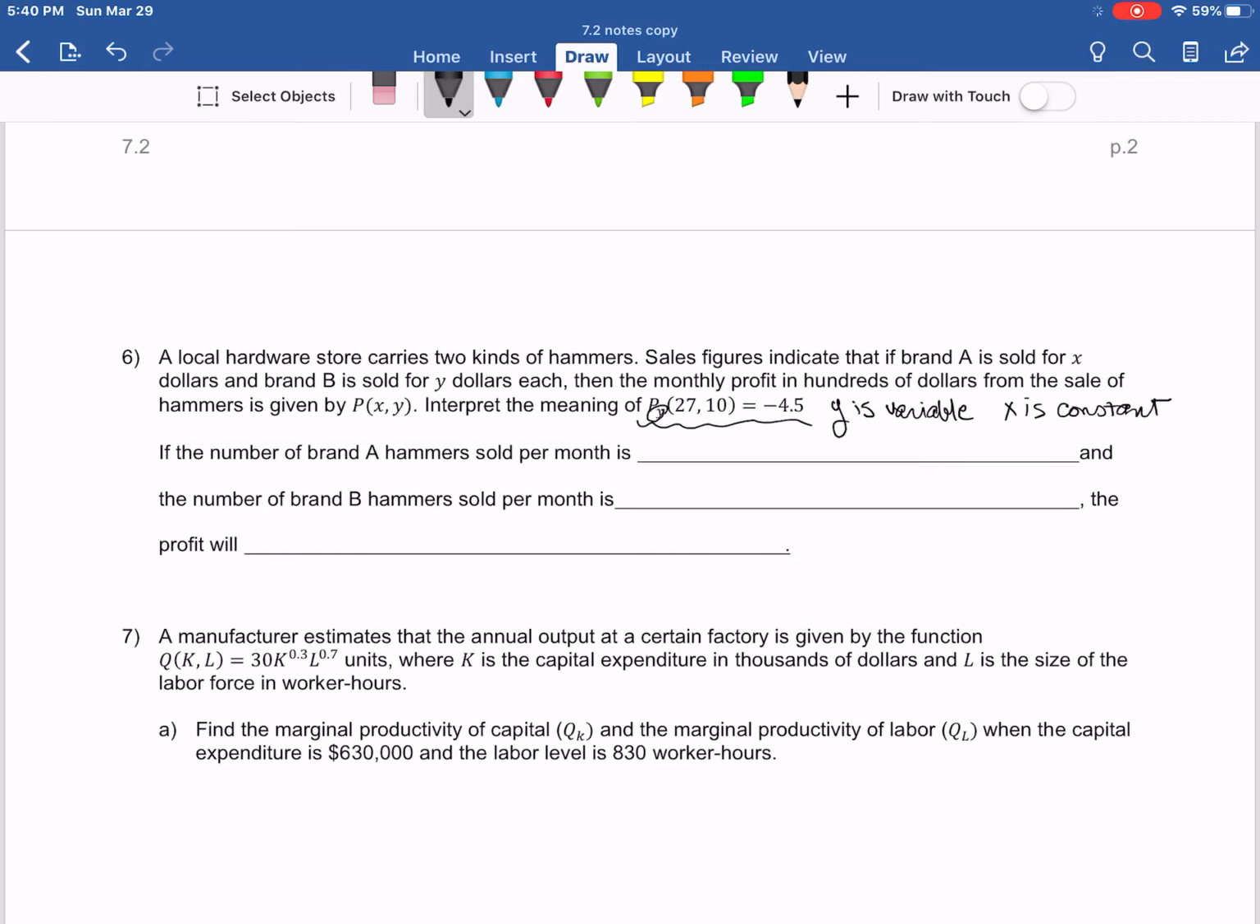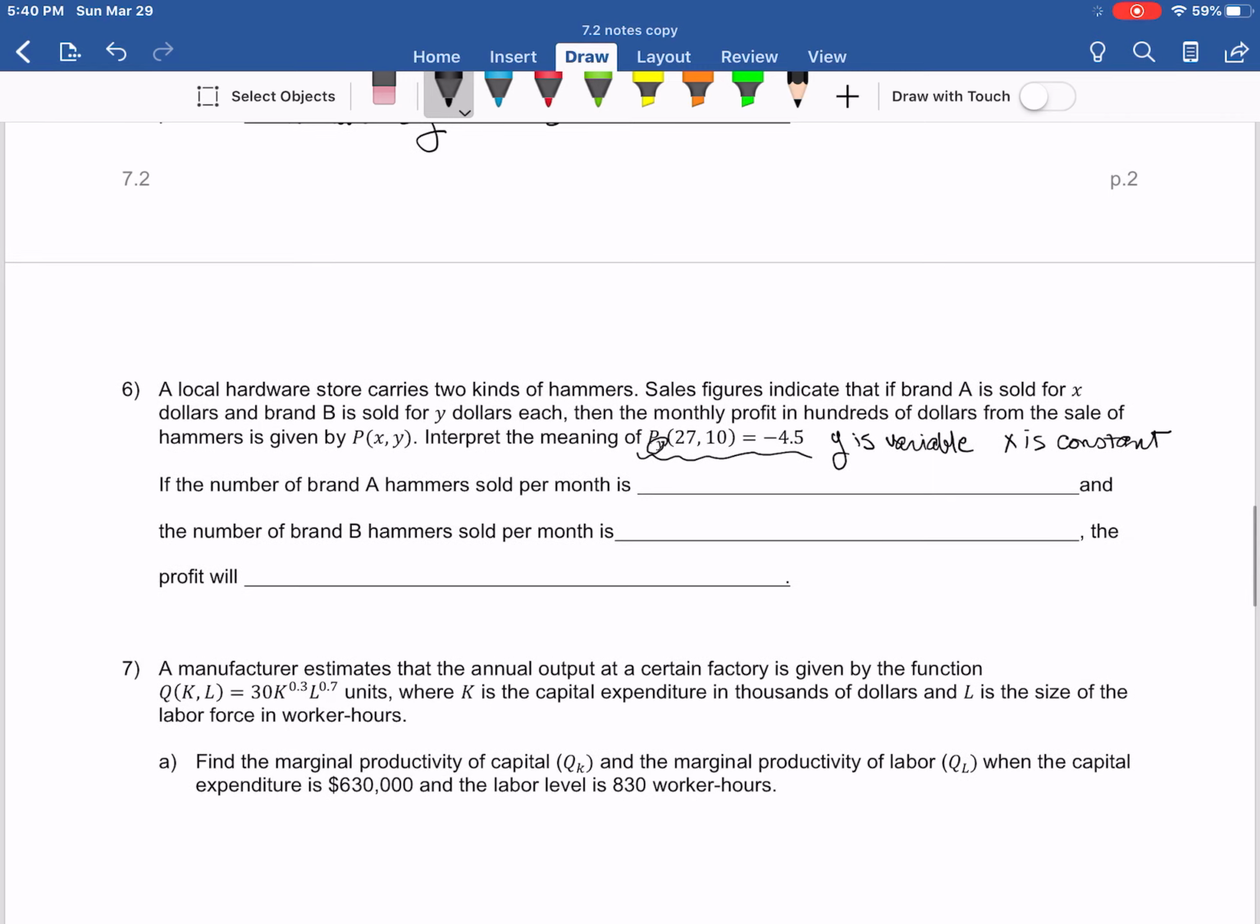So if the price of brand A hammers sold per month is, is brand A going to change? Is it going to go up, or is it going to stay constant? Brand A was your X variable, wasn't it? Brand A is sold for X dollars. So if you keep that price the same, which means it stays constant, held constant at $27, because we're in terms of dollars for these variables.